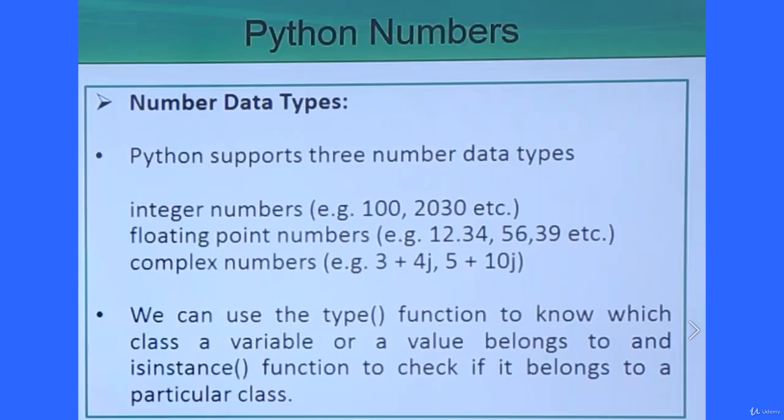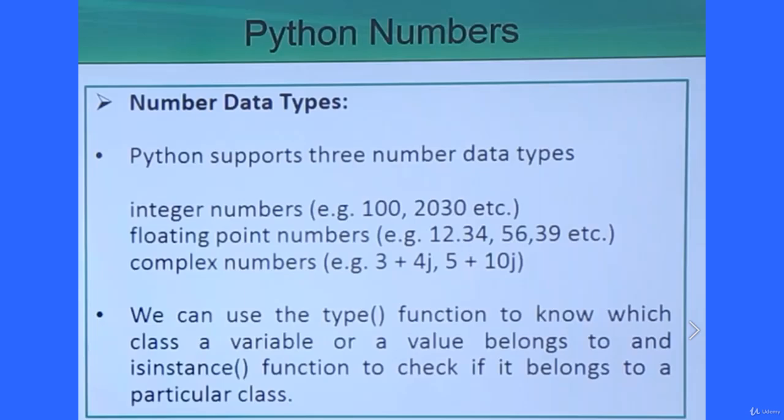Python numbers. We have different types of numbers we can represent in Python, and we shall be discussing them. Number data types: Python supports three number data types. The first one is the integer, like 100 or 2030, as examples. Then floating point numbers, and complex numbers, which are written in this particular format, like 3 plus 4j or 5 plus 10j.